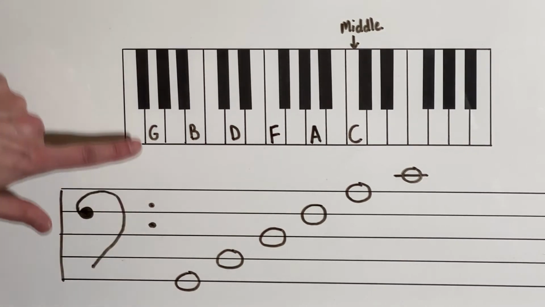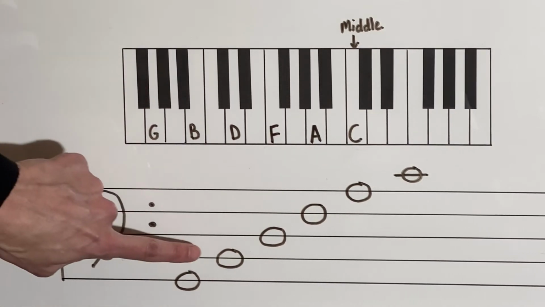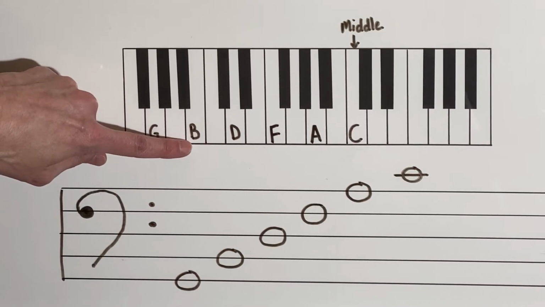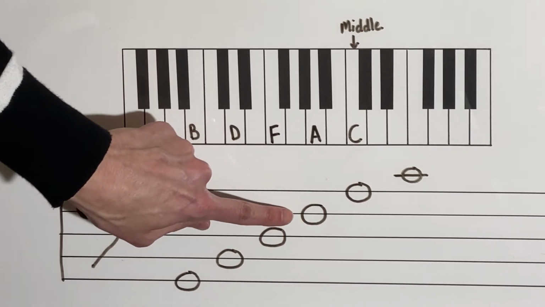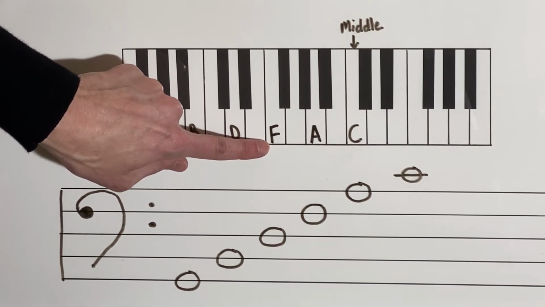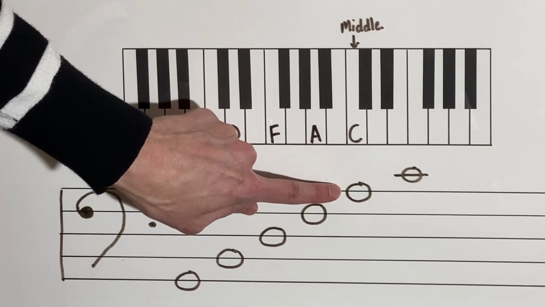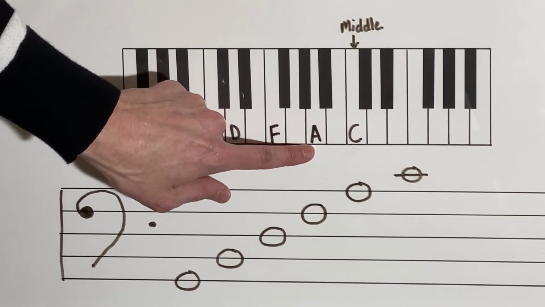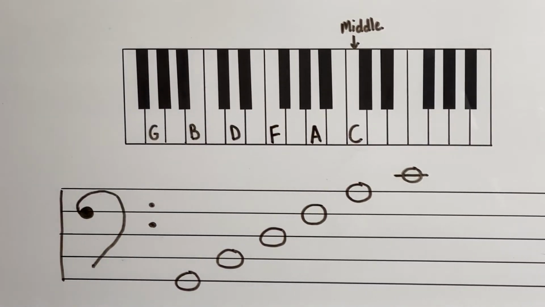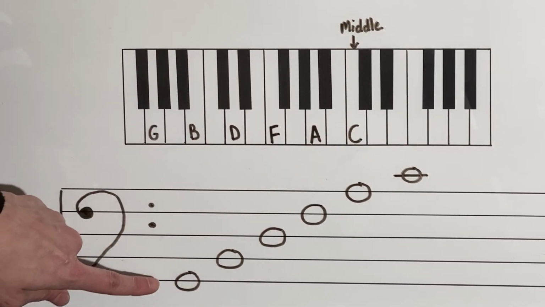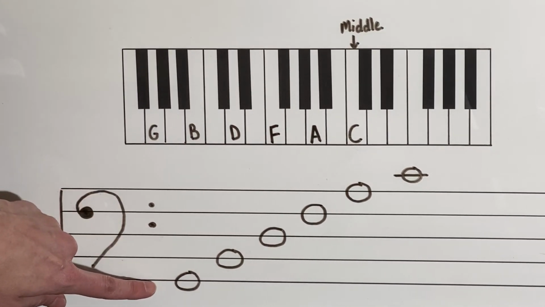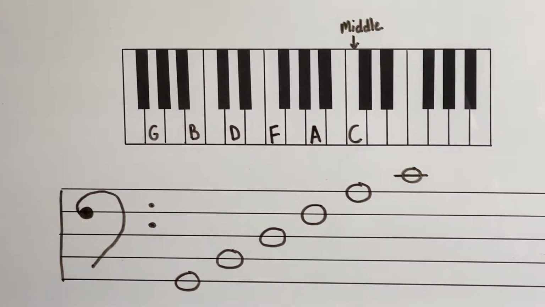Line number 1 is now going to be our G line. Line number 2 is going to be our B line. Line number 3 is going to be our D line. Line number 4 is going to be our F line. Line number 5 is going to be our A line. And then we have this little ledger line, which is going to be our middle C. Once again, notice that our letters are going every other note. So we're skipping a note in between. And we're doing all of the lines starting from down at the very bottom of the staff and working our way up.